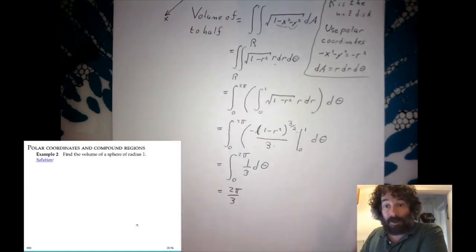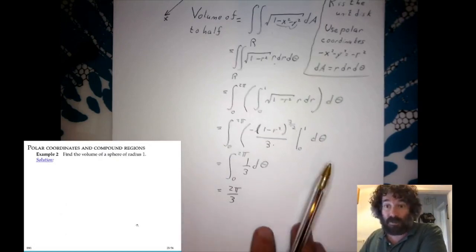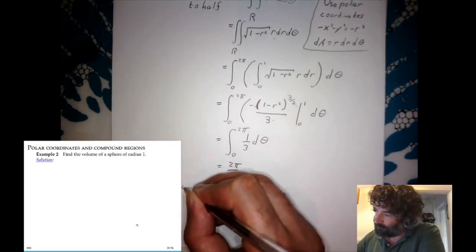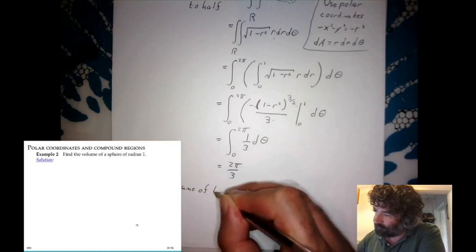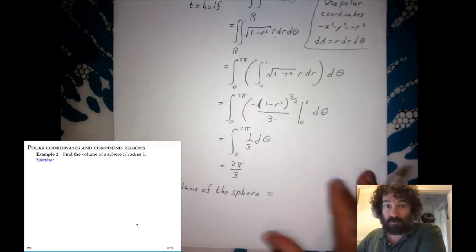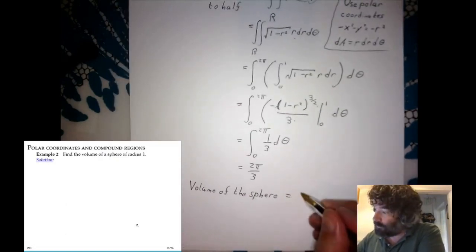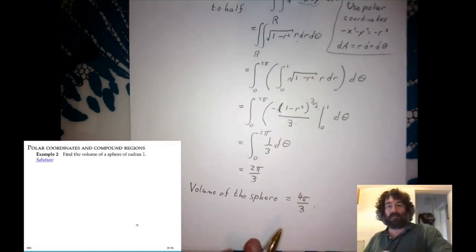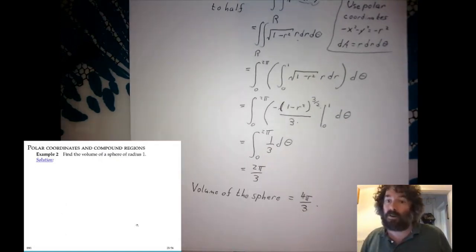This is the volume of the top half of the unit sphere, or unit ball. But we wanted the volume of the entire sphere, the top half and the bottom half, and so we multiply this by 2 in order to have the volume of the entire sphere, which will be 4 pi over 3. It's just 2 pi over 3 multiplied by 2, so 4 pi over 3. Okay, this gives us the volume of the sphere, and we found it by evaluating a double integral using polar coordinates.